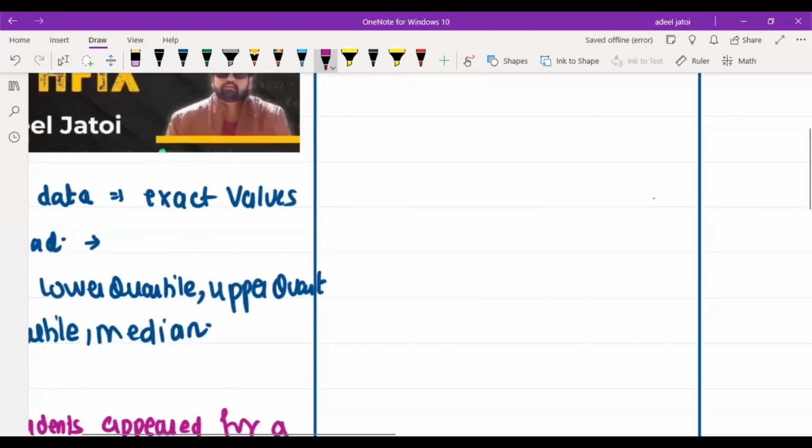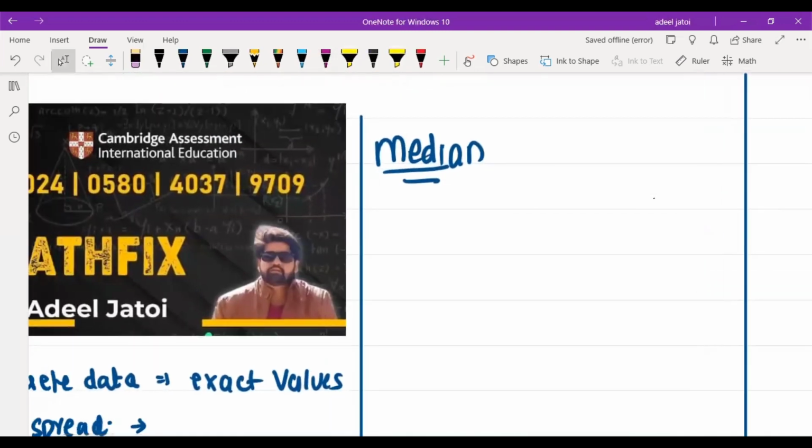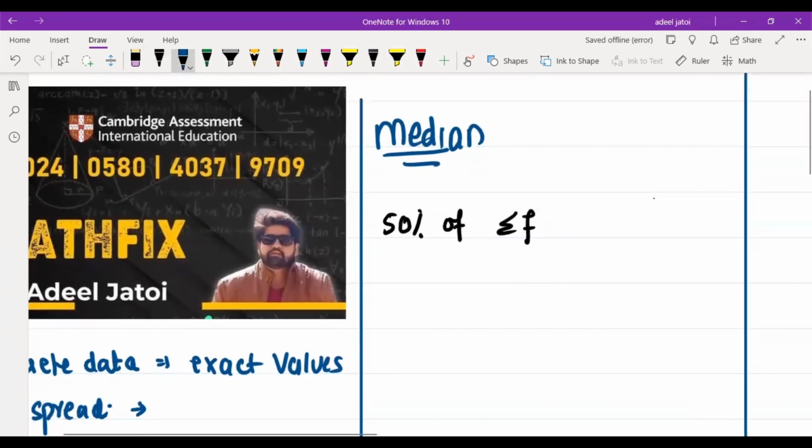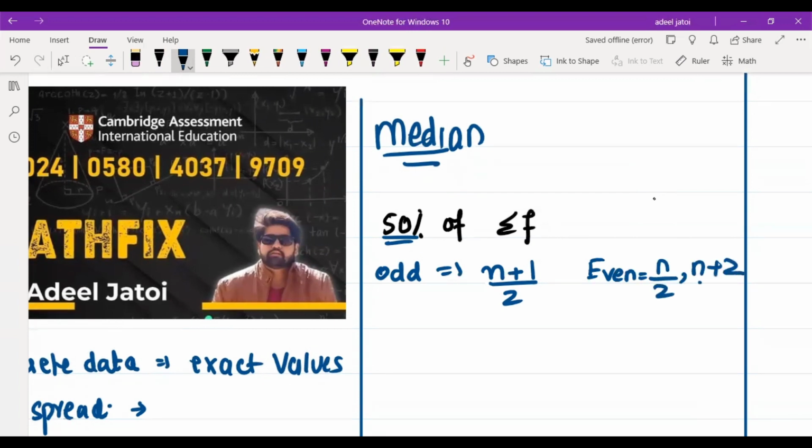Now, if I want to calculate the median, I know one thing, that median is 50% of summation of F. Now, summation of F, that means in this, you will also be looking for odd data. Your odd data will represent the formula of (n+1)/2, whereas if the data would have been even, your formula would have been n/2, (n+2)/2.